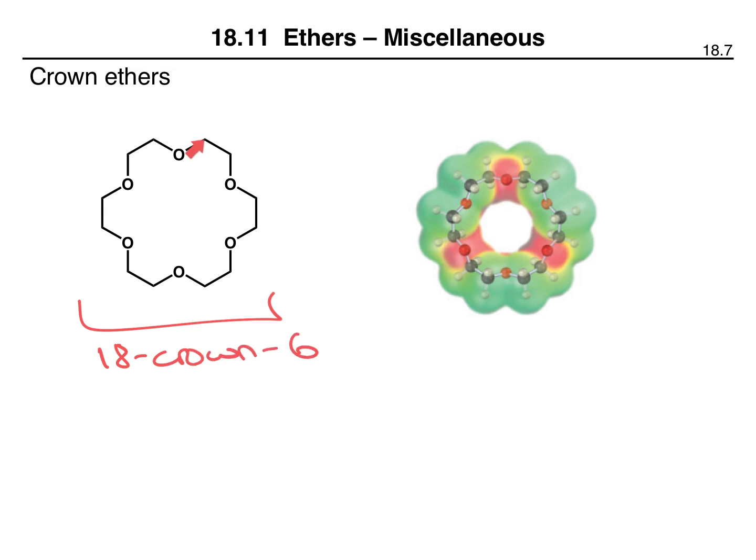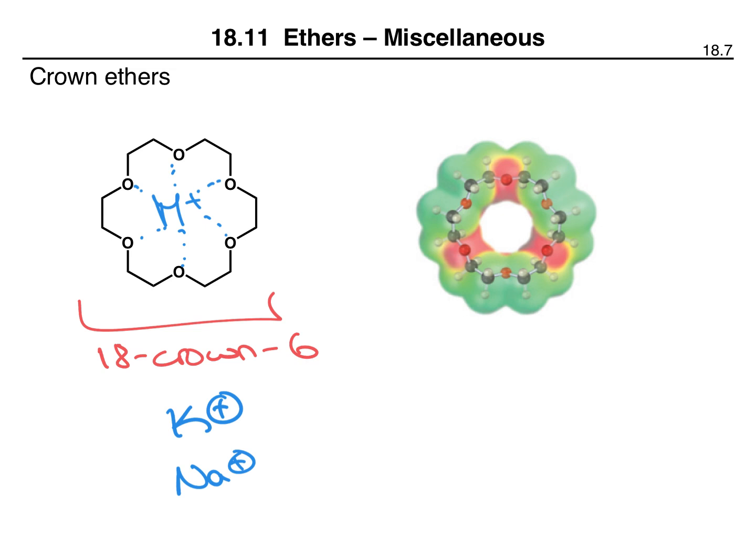18 because there's a total number of 18 atoms, and then 6 because there are 6 oxygens. So this is a systematic way of naming these crown ethers. And these are important because they have a very hydrophobic exterior, but a hydrophilic interior. Depending on the size, they can actually sequester a metal cation on the inside, and a different size crown can hold a different size metal. For example, 18-crown-6 can hold potassium. 15-crown-5, I believe, is better at holding sodium.